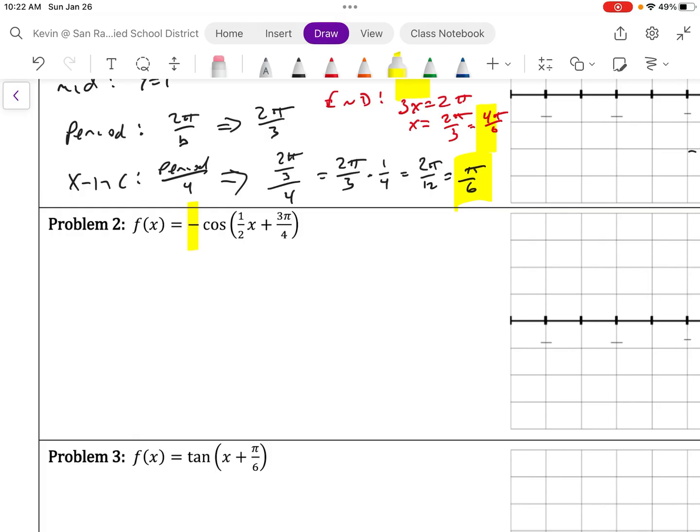All right, so number 2, this is going to be cosine. Do note the negative here. We're going to worry about that at the end.